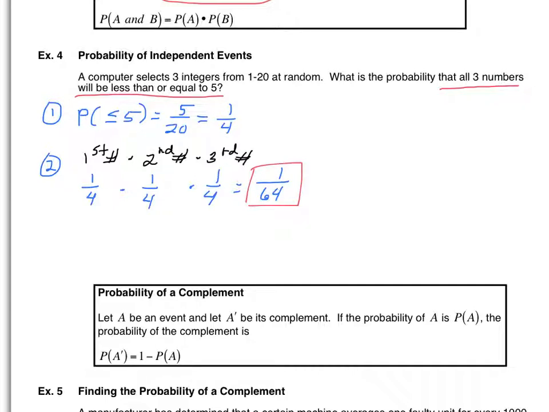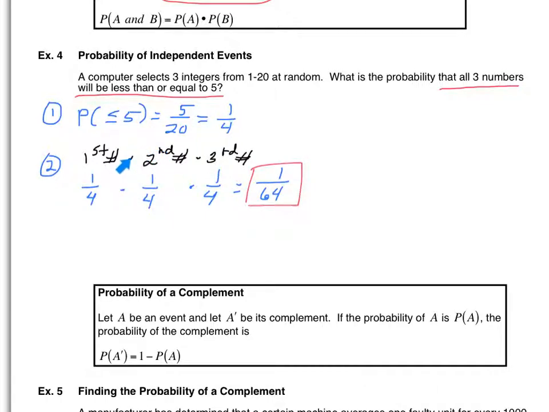If they were dependent, what if I said here that the numbers would be less than or equal to 5, but you can't repeat the numbers, so you can't have 1, 1, 1. How would that change how you would do this? This would still be 1 in 4, wouldn't it? What does this one become? How many favorable choices now would there be out of the 20? You use one of them up because you assume the first one came out to be less than or equal to 5. So what would this one be?